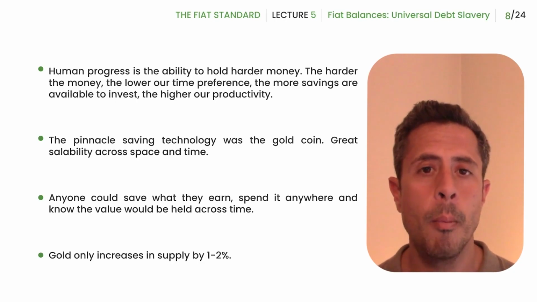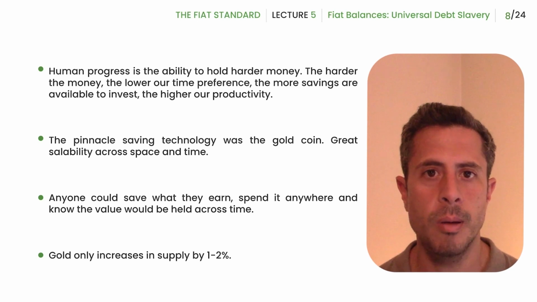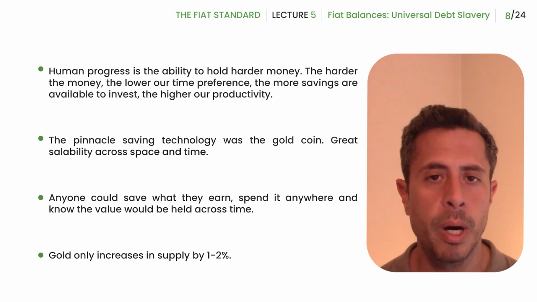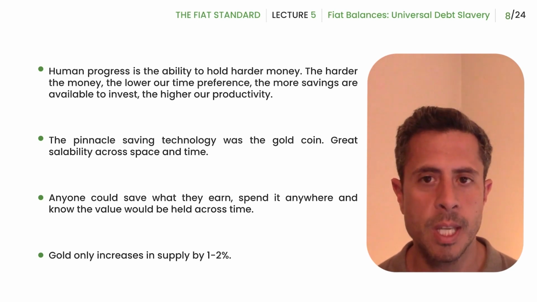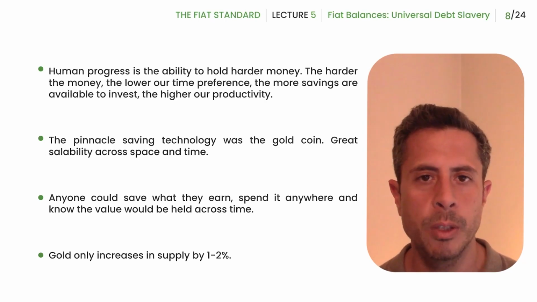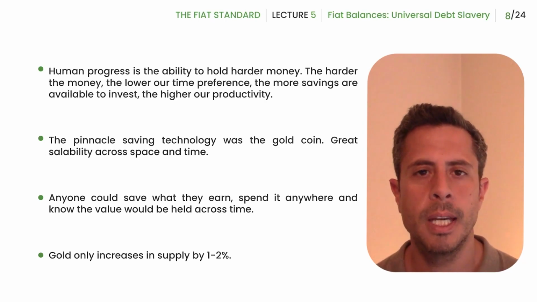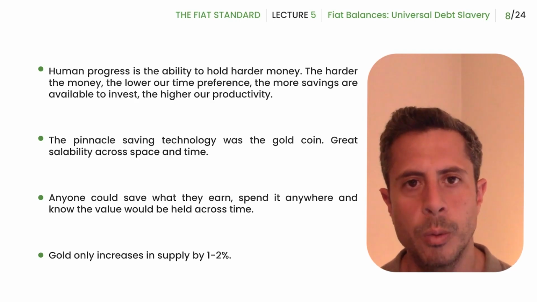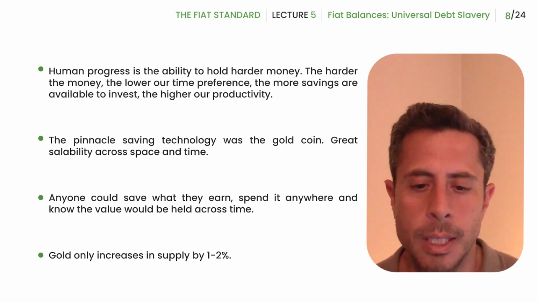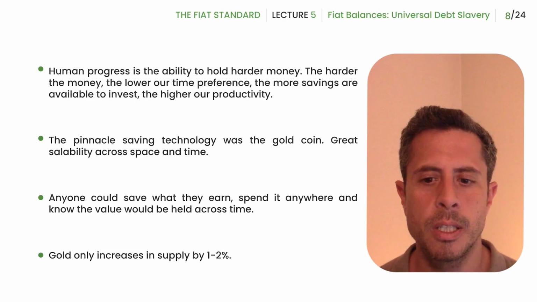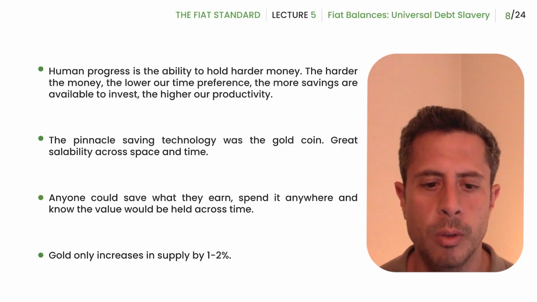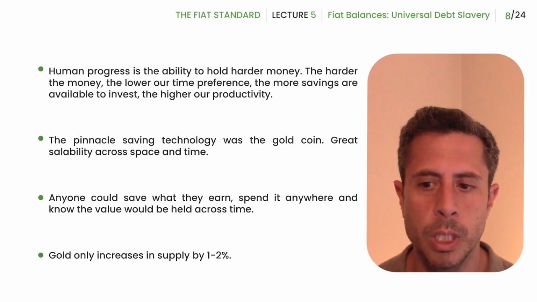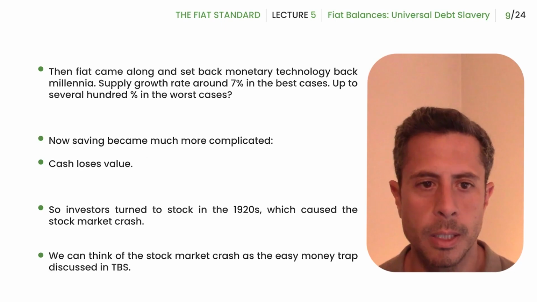Anybody could buy their future self some economic wealth by buying gold today, and that was the same thing that you earned. So if you had a job, you were paid in gold, and you just had to hold on to the gold, and future you could have the earnings of past you having appreciated over time. So anybody could save what they earn, spend it anywhere, and know the value would be held across time, because the gold supply would only increase at around 1 or 2% per year.